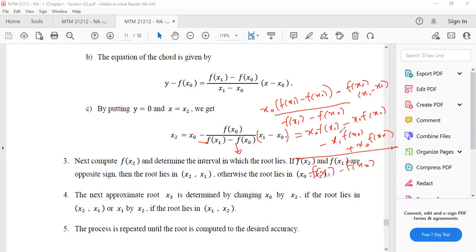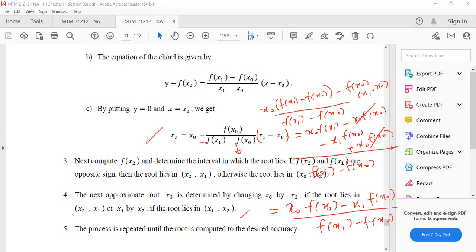So what are the common terms? Here minus x0 f(x0) and plus x0 f(x0) cancel. So it can also be simplified in this way, and some people use this one. Maybe that one is also easy to memorize, I guess. Divided by f(x1) minus f(x0). So when you are doing the example, you use this one and also this one, and see whether you get the same answer. You choose whichever is okay, since this can be easily memorized.